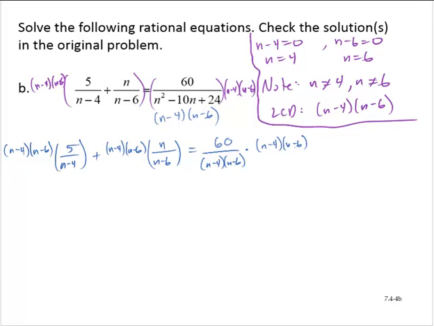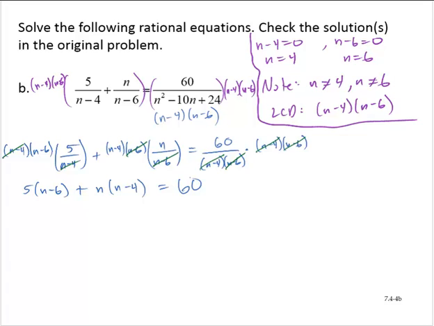All right, so what do we get here? On the left-hand side, the first term, the n minus 4's reduce out, leaving n minus 6 times 5, so that's just 5 by n minus 6, plus, in the second term, the n minus 6's reduce out, leaving n times n minus 4. On the right-hand side, the n minus 4's reduce and the n minus 6's reduce, leaving just 60.